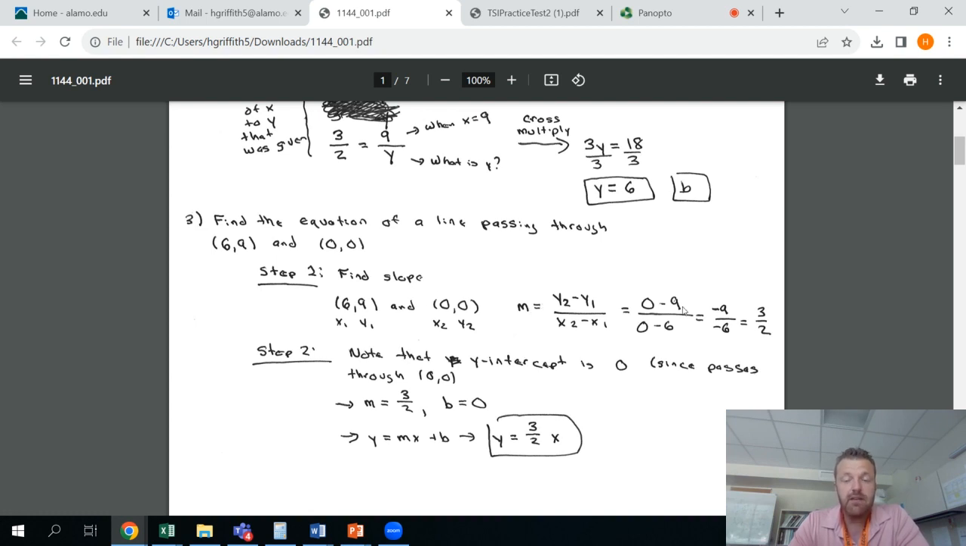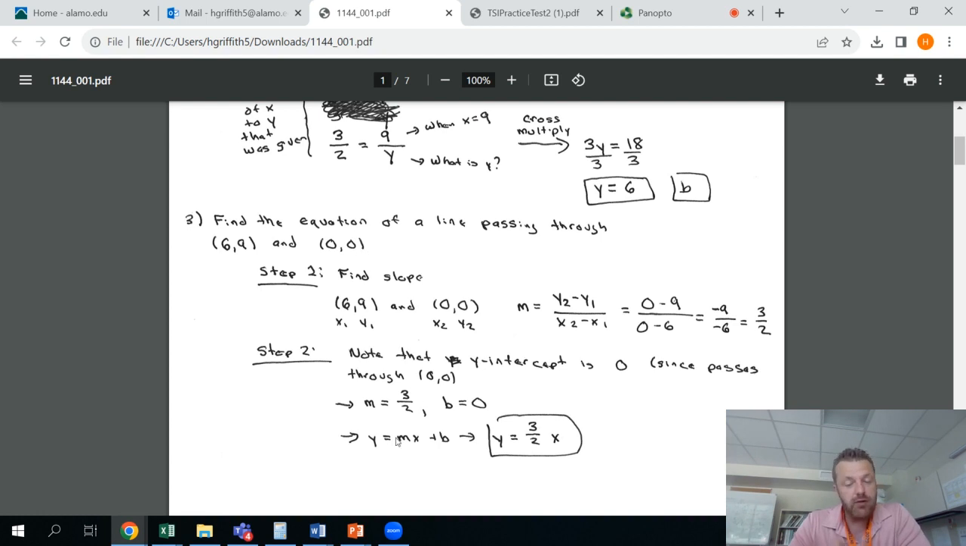If you plug in these values and are careful with your signs, you'll find that the slope is just 3 halves. Now, in order to use the form y equals mx plus b, which is our slope-intercept form, we have to identify what the y-intercept is. And you might look and say, hey, we don't have that information. I'm not sure where this line crosses the y-axis. However, notice that this line passes through the origin. It passes through the point (0, 0). So its y-intercept, or the value of y when x equals 0, is actually just 0.